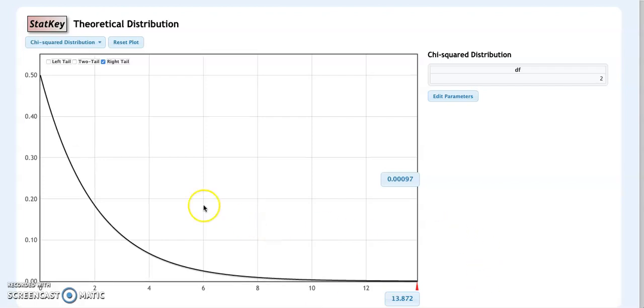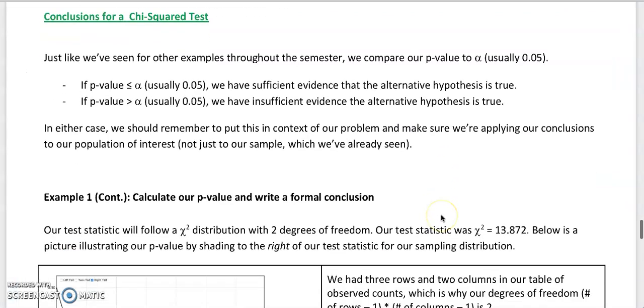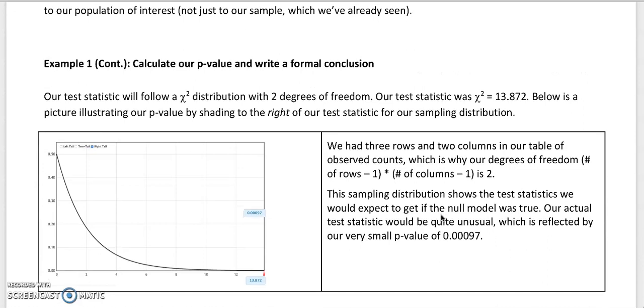And so if the null is true, these are the types of test statistics that I would see. So most of the time I'll see things between, say, 0 and 4, or 0 and 6 maybe. 13.872 looks like a very strange thing to see if the null model is true. And in fact, I would only see something more extreme than that with a probability of 0.00097. So way less than 1% of the time. All right? So we can look at this in the notes. You can see this same picture here. You can go to StatKey and try it on your own to verify it.